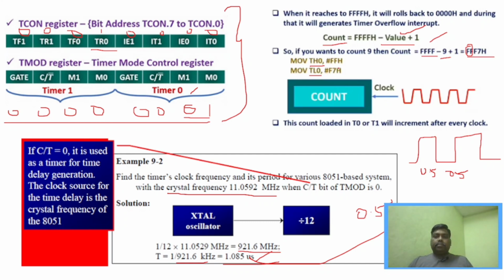And once this value is given, for every clock cycle, it will increase the count value, and it continues until it reaches the maximum value. After reaching the maximum value, it will enable the interrupt, so that we will be able to generate the square wave. That is what we are going to see in the program now.